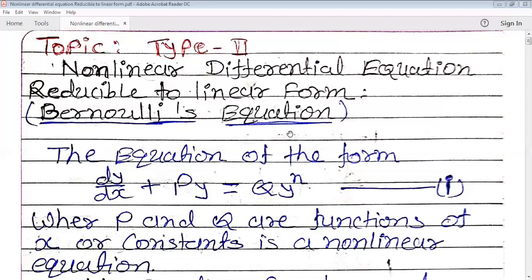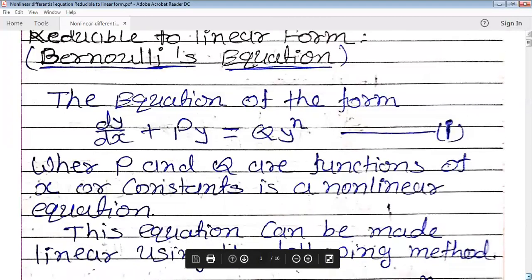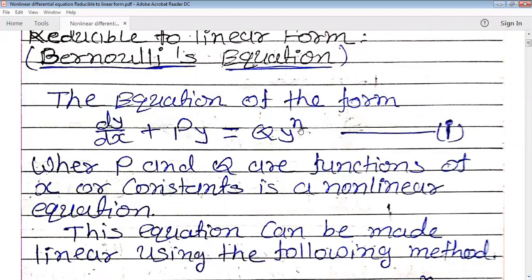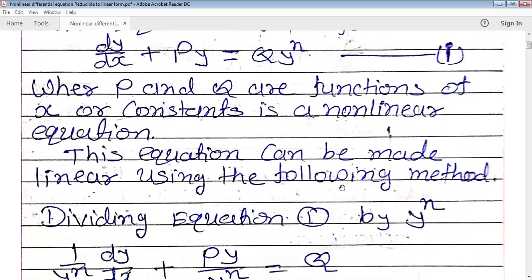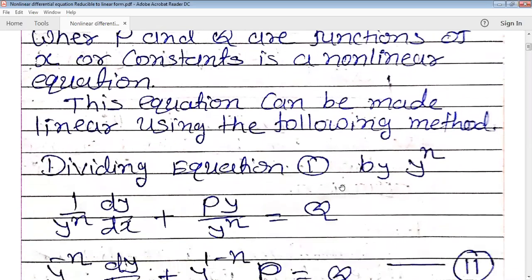So first we start with our theory. If the equation is of the form dy by dx plus p into y is equal to q into y raised to n, where p and q are functions of x or constants, then this form is known as a non-linear equation. This equation can be made linear using the following method.